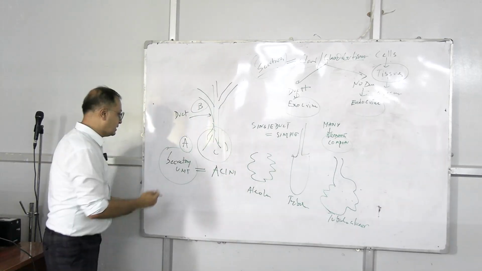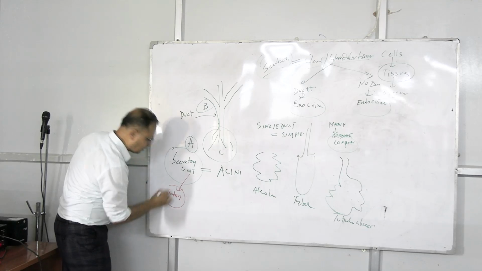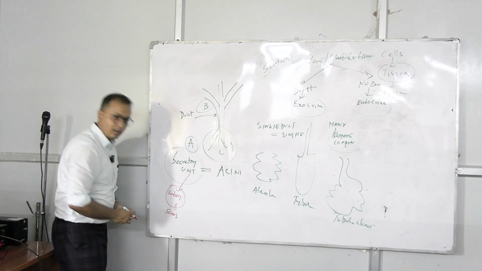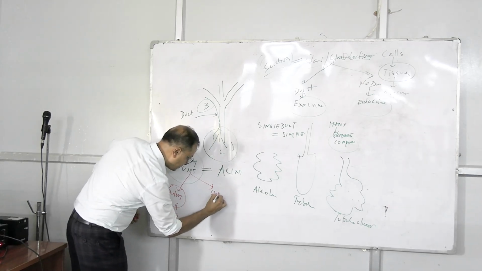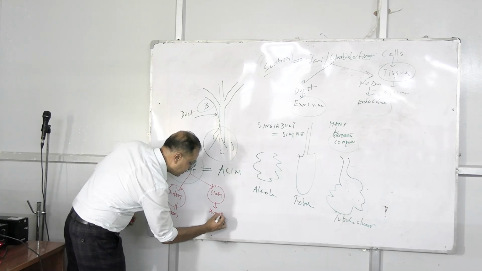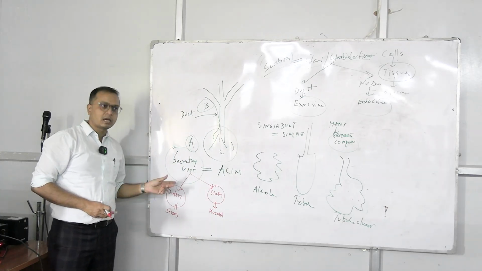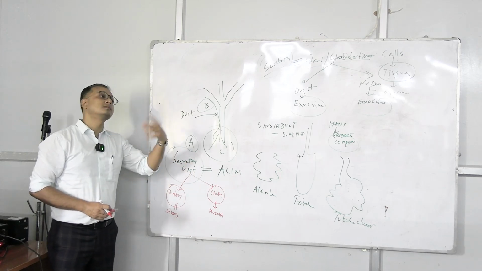So if the secretion which is coming from the secretory unit is watery in nature, we call this serous. And if it is sticky, we call it mucoid. Make sense? So the nature of this fluid which is coming through, we call them serous acini or mucus acini.